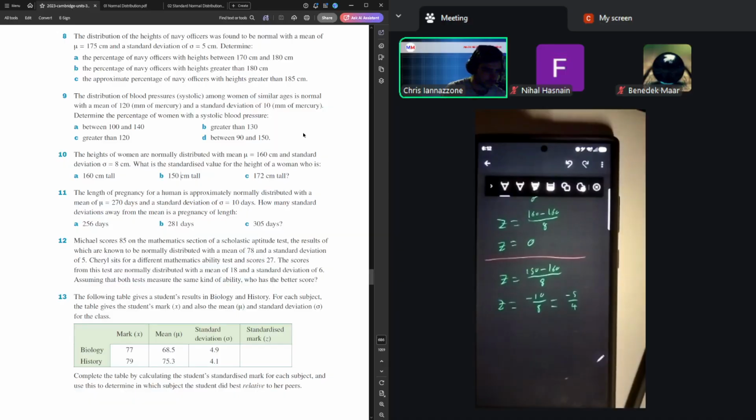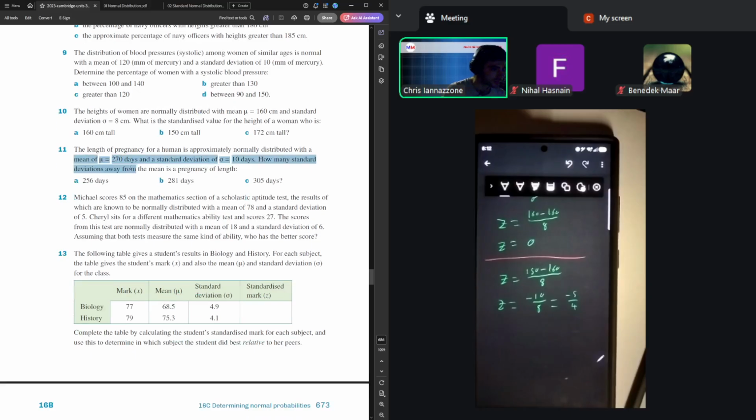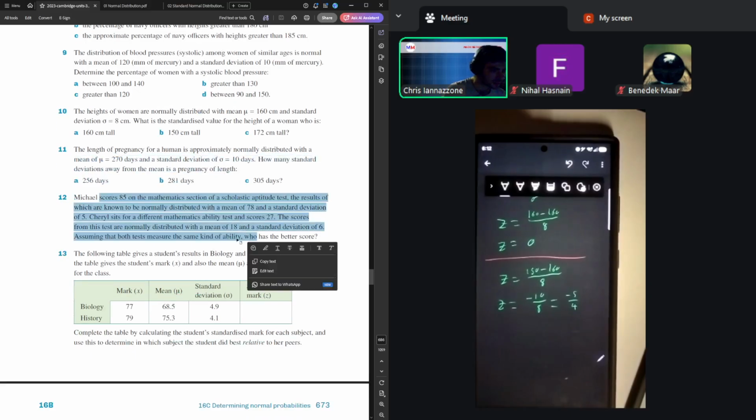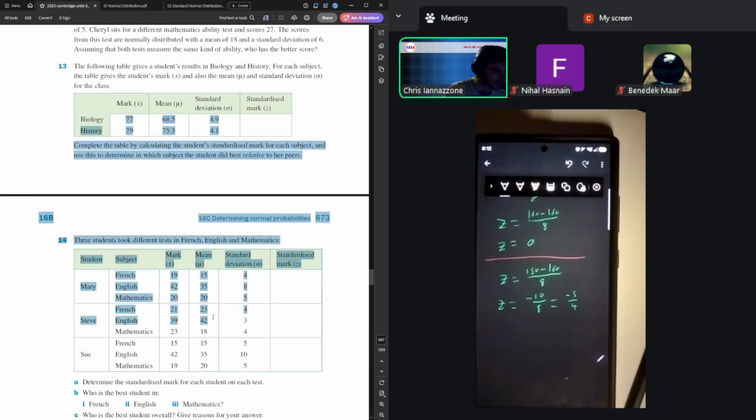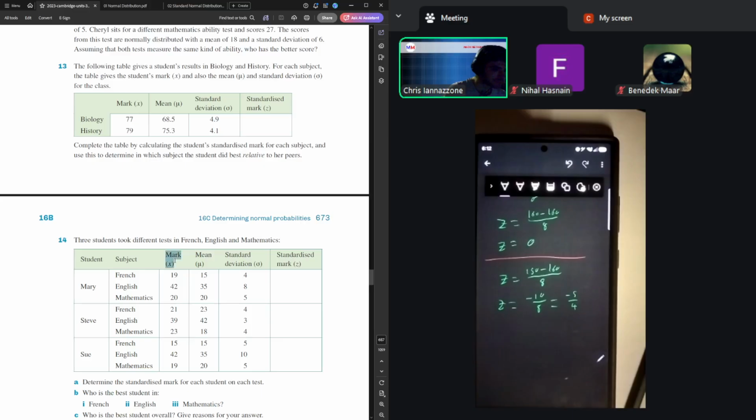Cool. Do we need to practice any more of those? That's stuff like question 11. They also like to give you these big tables where it's like, hey, here's the mark, the x value, the mean, the standard deviation, and here's the standardized version of that.